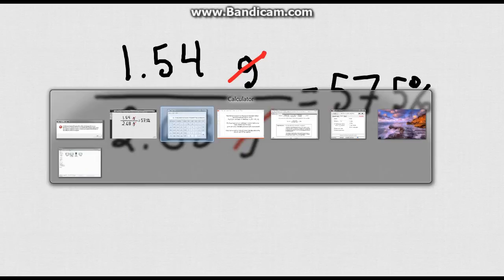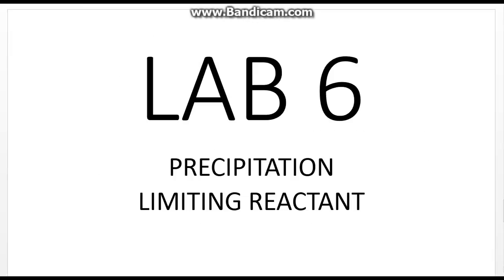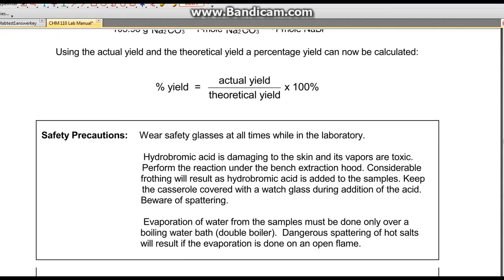Alright, so that would be how you would do this entire problem. So that brings us to Lab 6. This is precipitation and finding your limiting reactant.